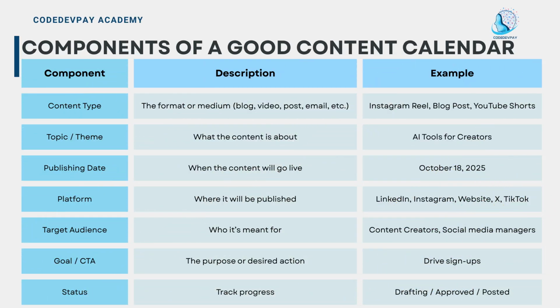Now, what are the components of a good content calendar? A good content calendar should have a content type, a topic or theme, a publication date or publishing date, a platform where it will be published, the target audience, the goal or the desired action that we want to achieve, and the status of our content. So these are the components that a good content calendar should have.